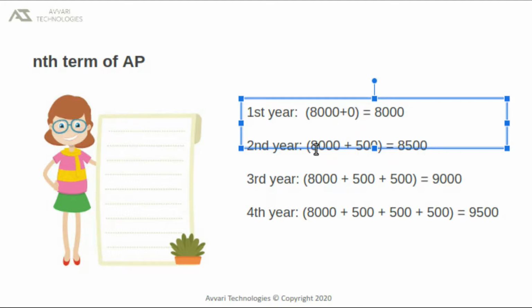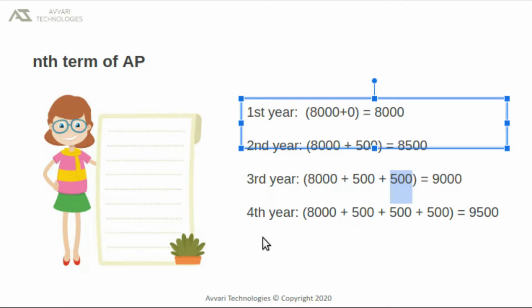In the second year, Reena got an increment of 500 rupees per month. Before, her previous salary was 8000 rupees, now 500 rupees is added as an increment. The effective sum of these two is 8500. In the third year, Reena again got an increment of 500 rupees per month in her salary. Her initial salary was 8000 rupees. In the second year, she got an increment of 500 rupees. And now in the third year, she got an increment of 500 rupees. The total sum is 9000 rupees.